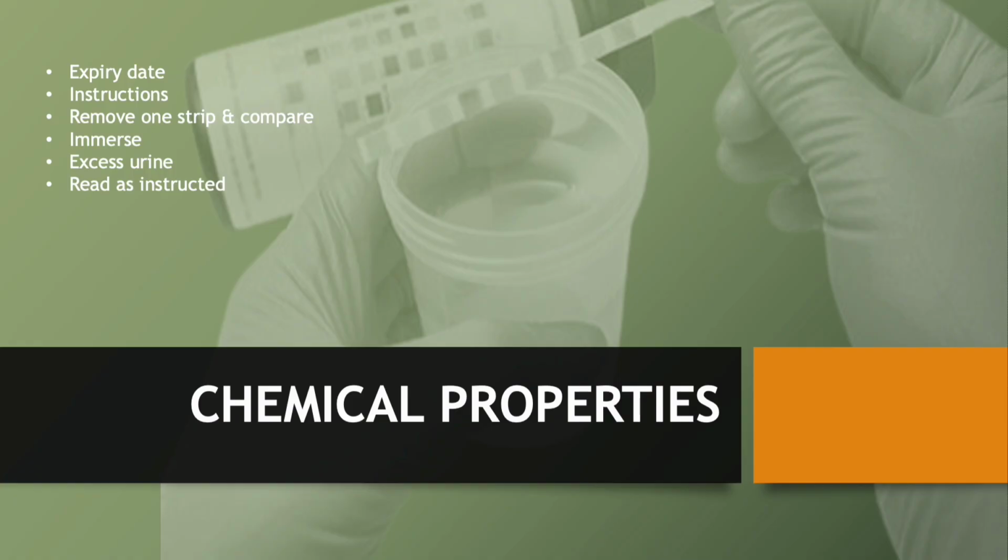Under chemical properties, check first the expiry date on the reagent strip container to ensure that the strips have not expired. This is to eliminate the possibility of getting wrong readings from the urine. Read the instructions on the container just to understand the time to be taken for each color.